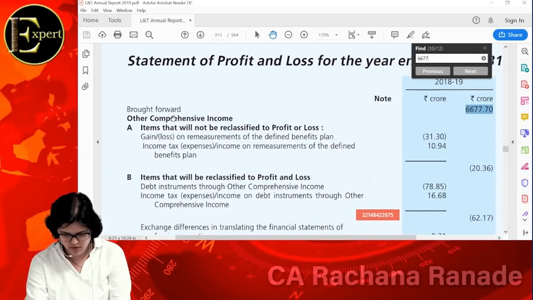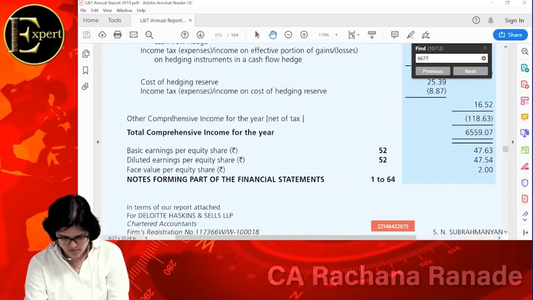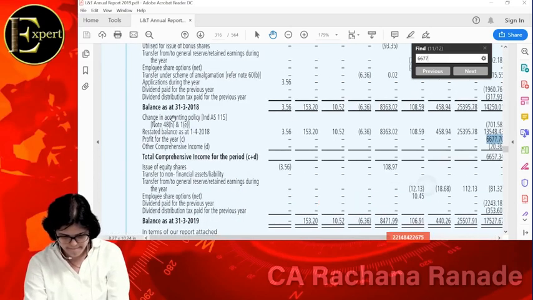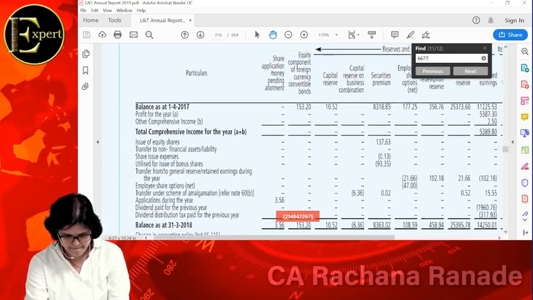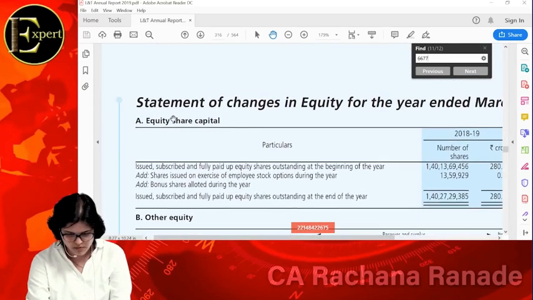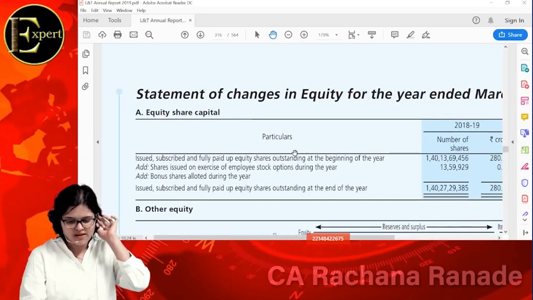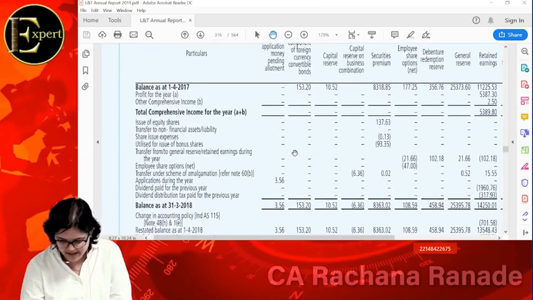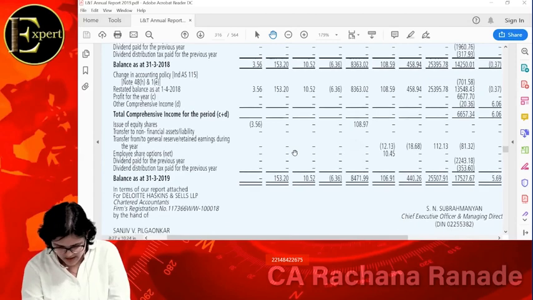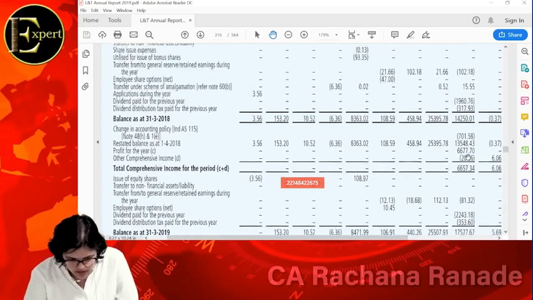I told you, it will come somewhere here. It has come into OCI. This will be shifted here. Still 6559. See. Oh, okay. In other equity we had 6677. Okay. 17th. I'll tell you what this is now.